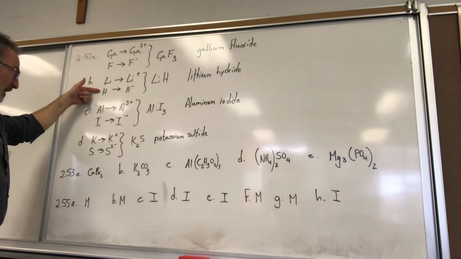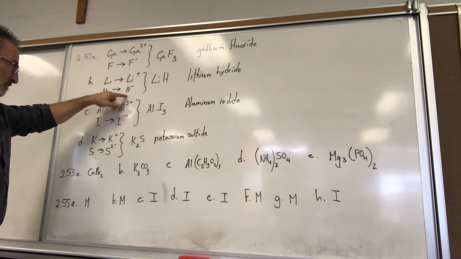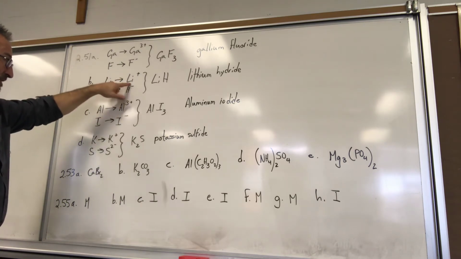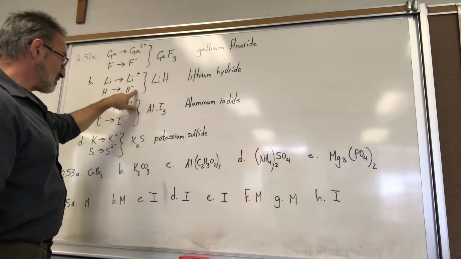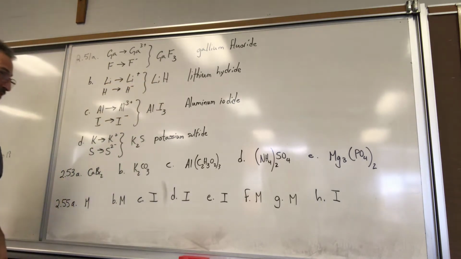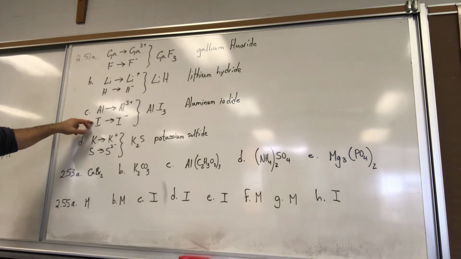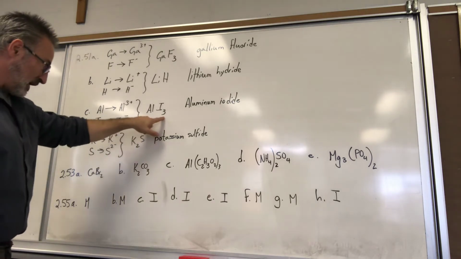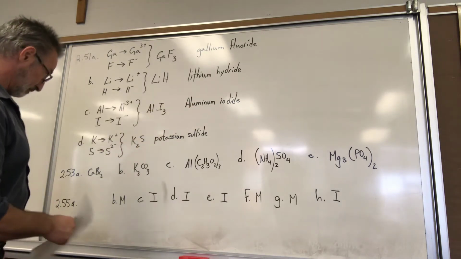Lithium will combine with hydrogen. If the hydrogen becomes a hydride, meaning the hydrogen gains an electron, the lithium will lose the electron and you get lithium hydride. Because one is +1, the other one is -1, one of each combines to form a neutral substance. Aluminum typically has a +3 charge, iodide has a -1 charge, so you're going to get 3 iodine atoms combining with 1 aluminum to form aluminum iodide.